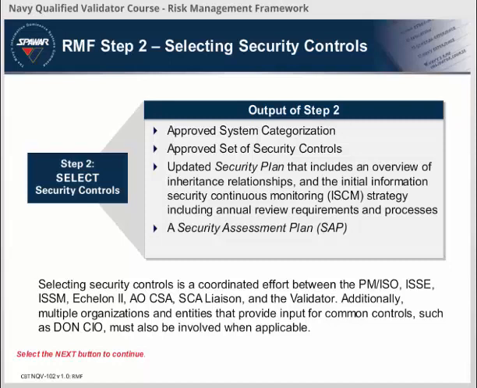Selecting security controls is a coordinated effort between the PM, ISSE, ISSM, Echelon 2, AO, CSA, SCA liaison, and the validator. Additionally, multiple organizations and entities that provide input for common controls, such as DON-CIO, must also be involved when applicable.